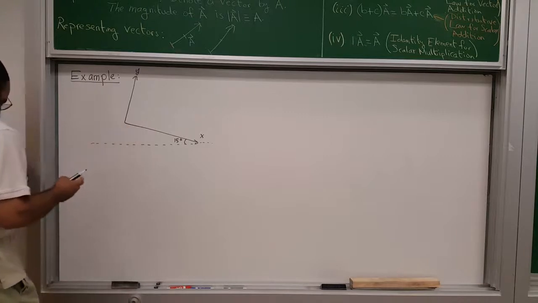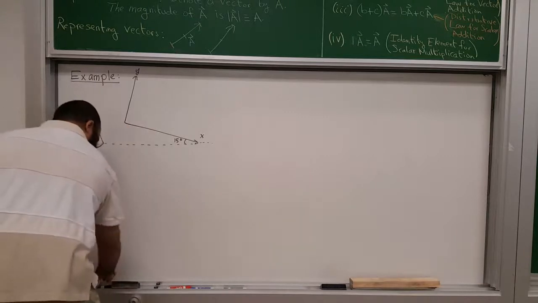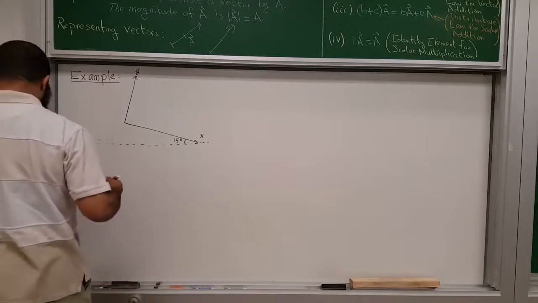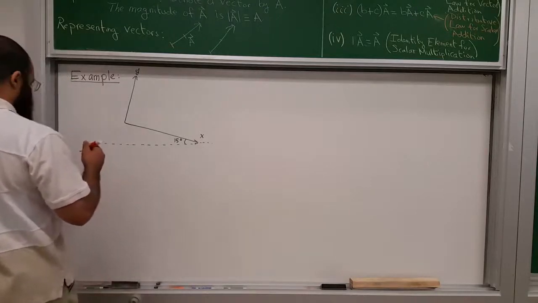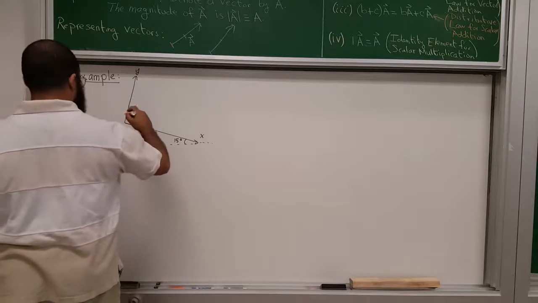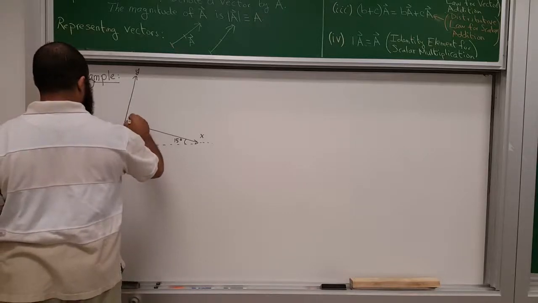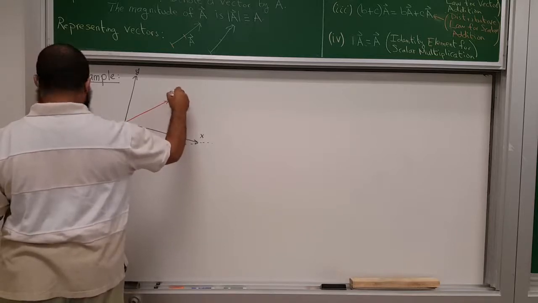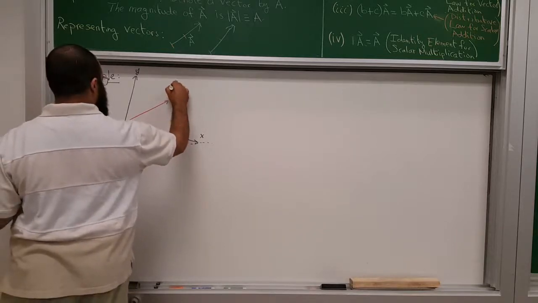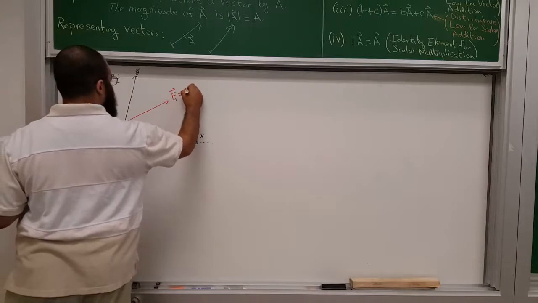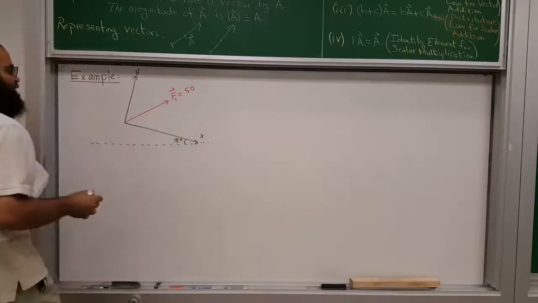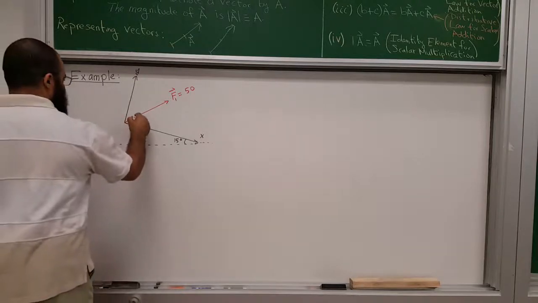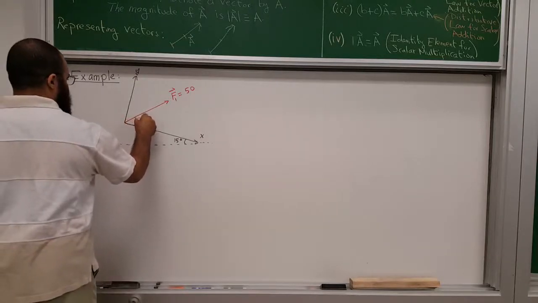So here I have three different forces, and here they are. You have force F1 in this direction, and it has magnitude 50 newtons, it's a force. So just put 50. And this angle here is 45 degrees.